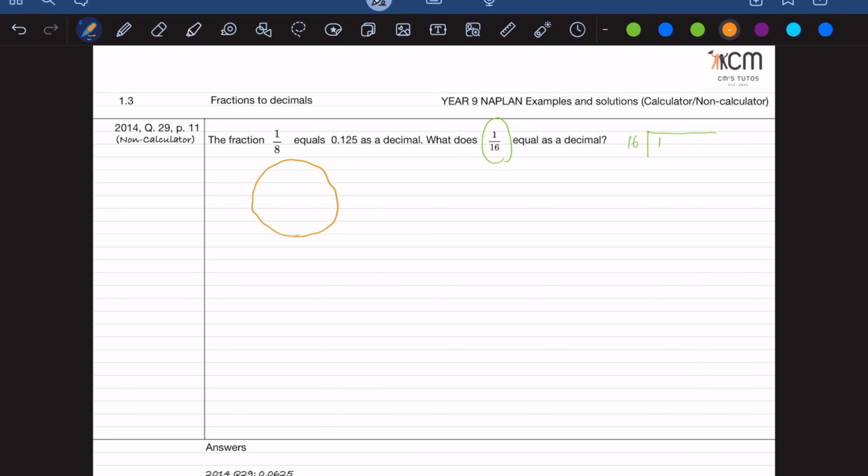So 1/8 looks like this. You can draw a little pie. Imagine there's 1/8 of a pizza on the table. So 1, 2, 3, 4, 5, 6, 7, 8, like that. So 1/8 equals 0.125.